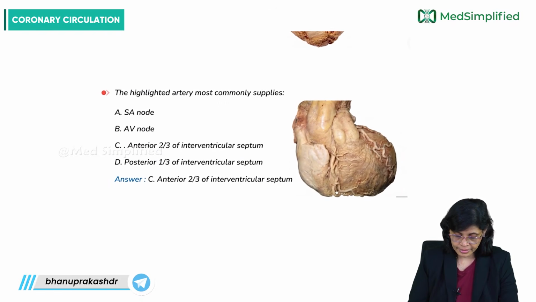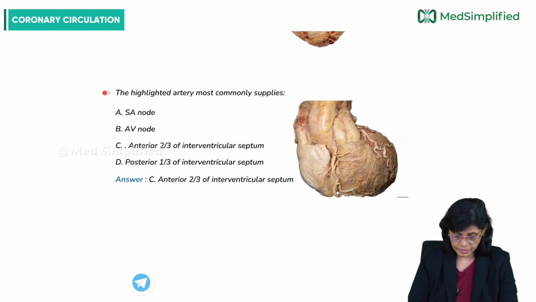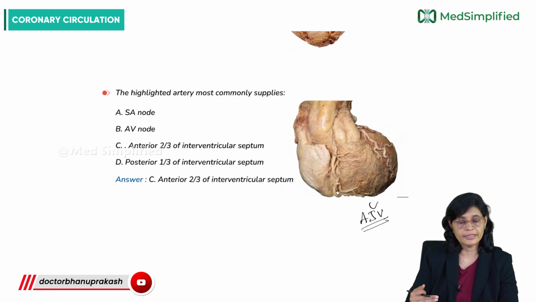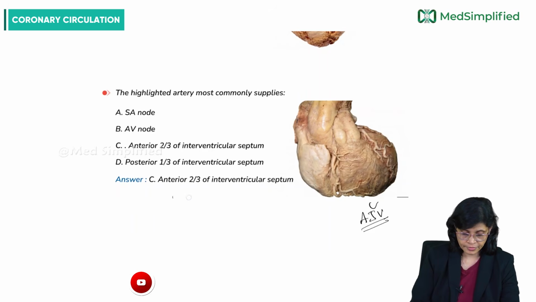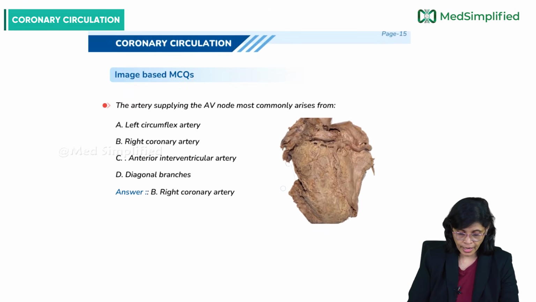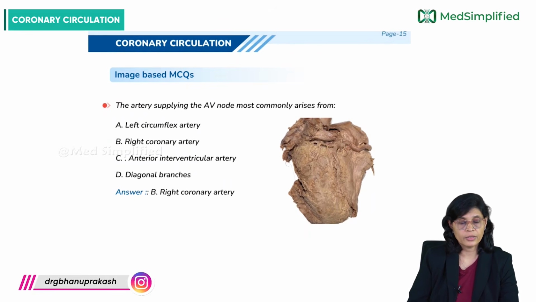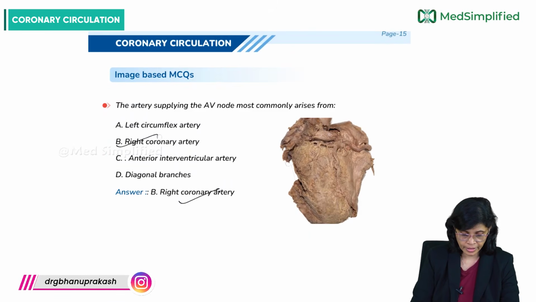The highlighted artery most commonly supplies: this one, the anterior interventricular artery. It supplies the anterior and superior two-thirds of the interventricular septum. The artery supplying the AV node most commonly arises from the right coronary artery, as do the SA node arteries.